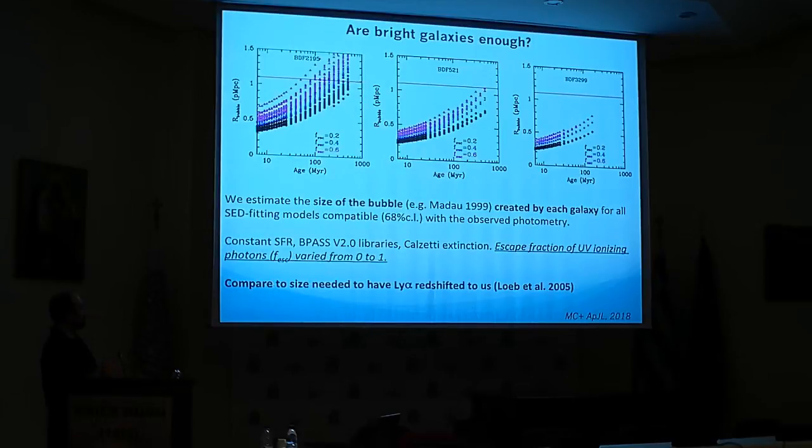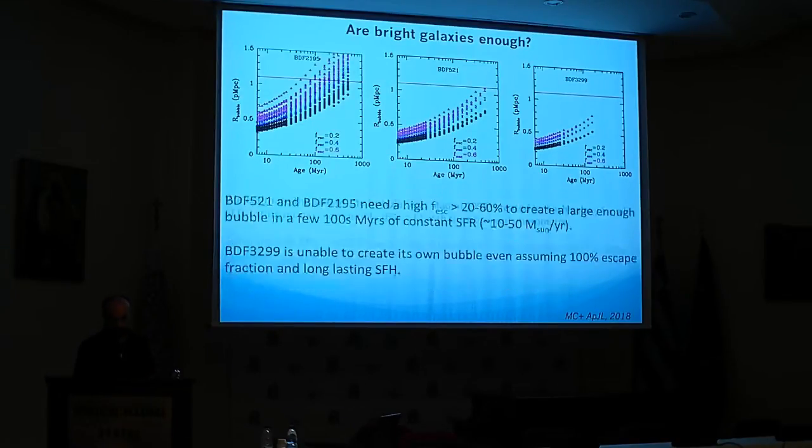To see Lyman alpha, we need at least a bubble of 1.1 megaparsec size. We can take all possible models with the BPASS library, letting the escape fraction of ionizing photons vary from 0 to 1, with all the various comparable star formation rates and ages, and see what's the radius, on this y-axis, versus the age of the model of the bubble we can build.